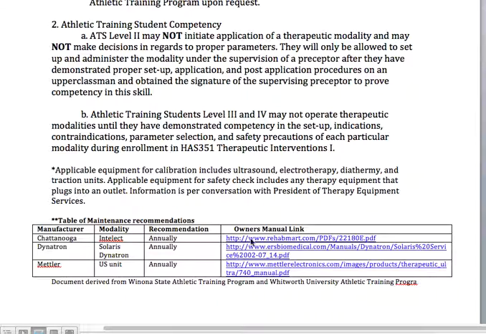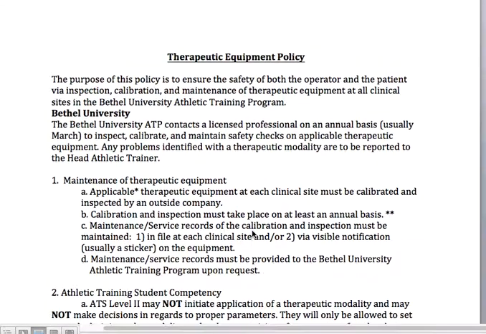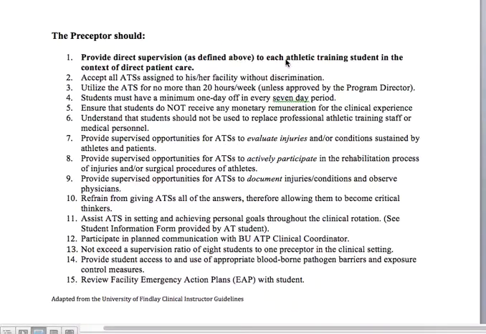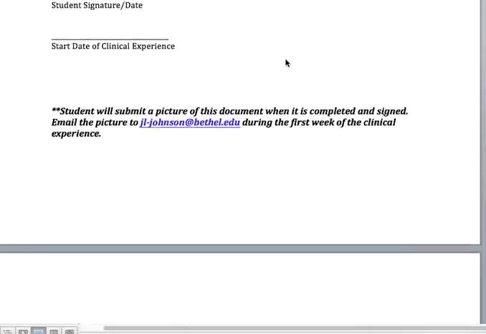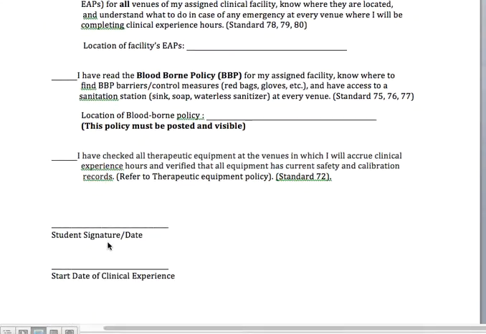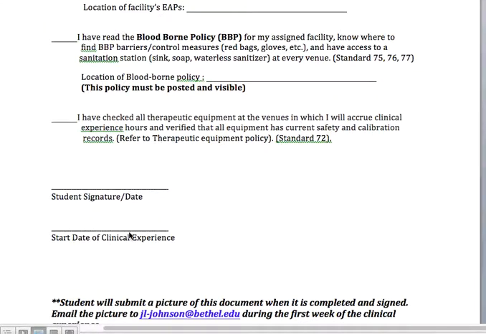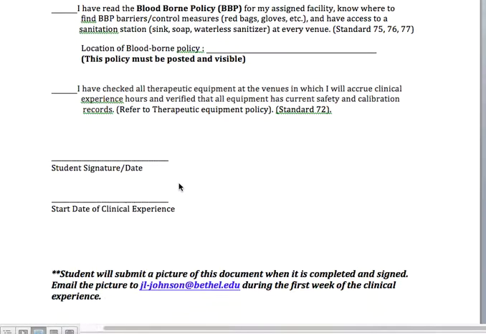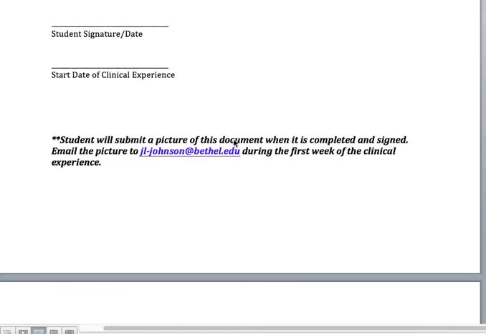And the service record for athletic training equipment maintenance should be posted on the bulletin board. So check it and make sure that that's up to date. And then that can be initialed by your preceptor. When you have that done, sign it, date it, give me the start date of your clinical experience. Then you will submit a picture of this document.